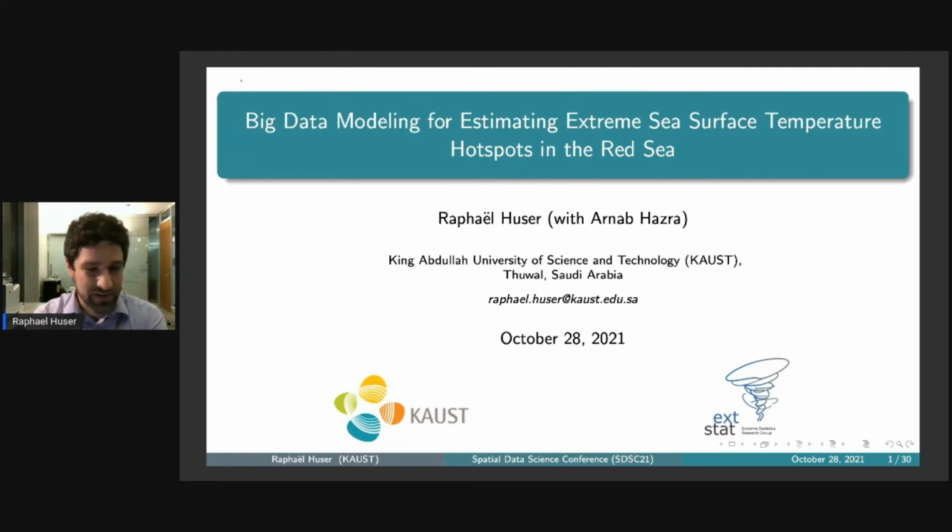So, as was said, I will be talking about big data modeling for extreme sea surface temperature hotspots in the Red Sea. And this is joint work with my postdoc at KAUST, the King Abdullah University of Science and Technology, whose name is Arnab Hazra.